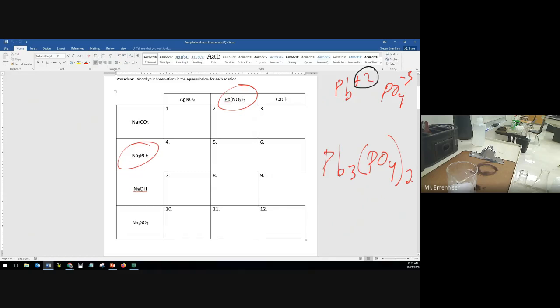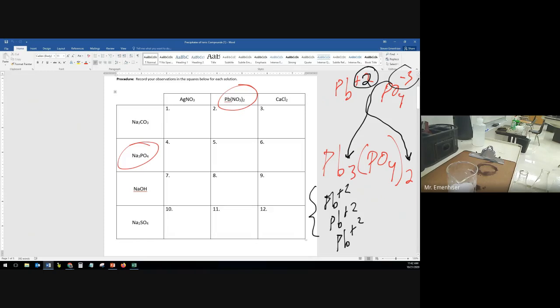The charge on the lead is +2, and it will come down to go right there. So it'll cross to its other partner. The charge on lead will tell me how many phosphates I need in the compound for it to be charge balanced. And then the -3 here will go down and tell me how many leads I need in the formula. So Pb3(PO4)2.